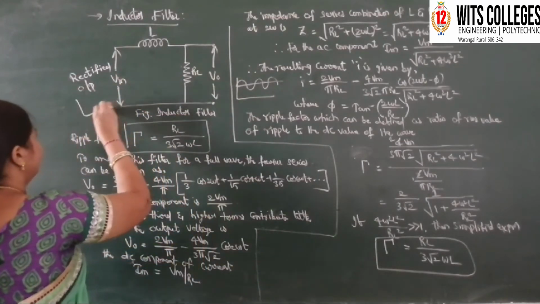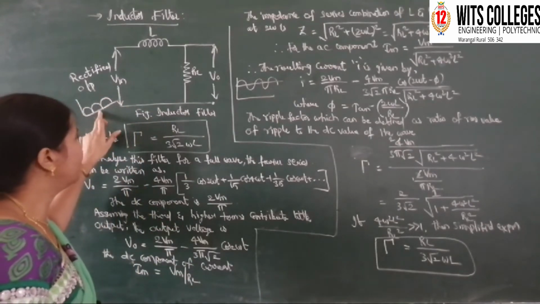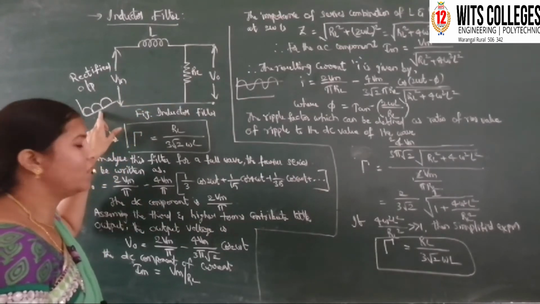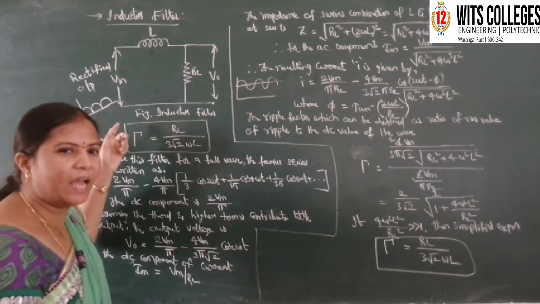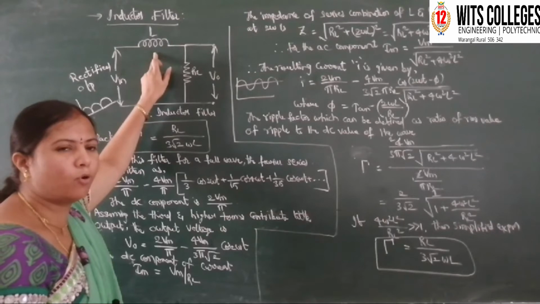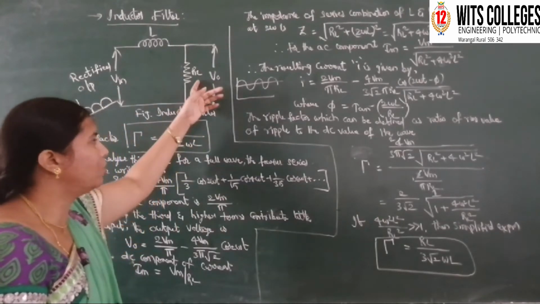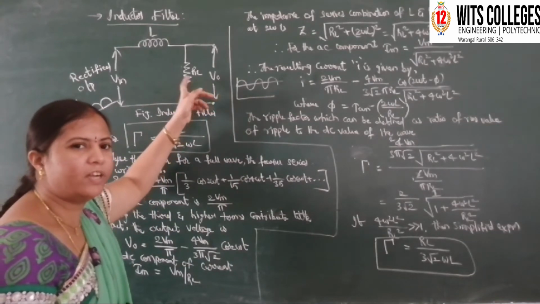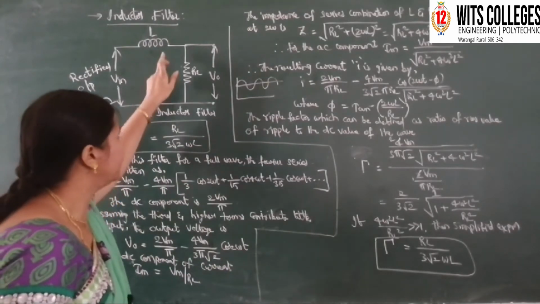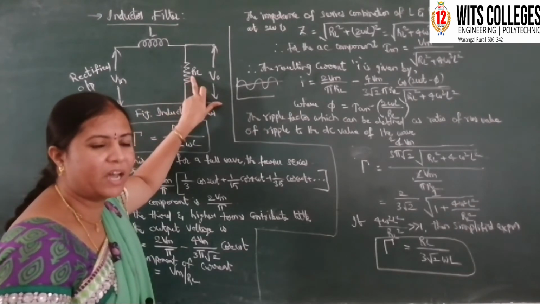This is the rectified output, pulsating DC output. When this pulsating DC output comes as the input to the inductor filter, in the rectified output it has an AC component and a DC component. What is the use of the inductor here? The inductor blocks the AC component and allows only the DC component to reach the load resistor RL.